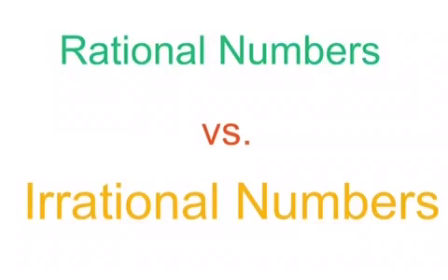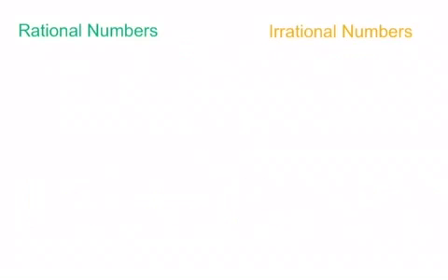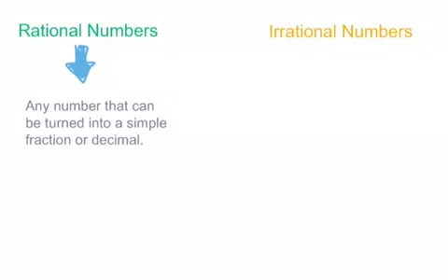And you're familiar with rational numbers, so think for a second. What comes to mind when you think of a rational number? What is a rational number? So hopefully you thought or had conversations that were close to this. A rational number is any number that can be turned into a simple fraction or a decimal.